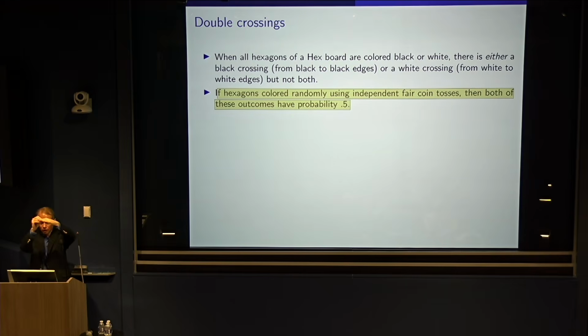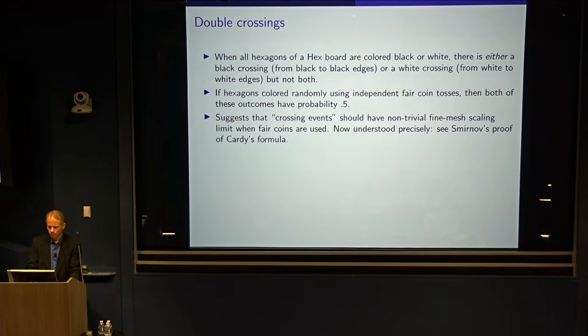So that kind of tells you something interesting. Either you cross from one side to the other in black, or this way in white. Both of those events are equally likely. So it suggests crossing events like this should have some non-trivial limit, maybe, as I take finer and finer grids and always use fair coins. And there is something called Cardy's formula, and Smirnov who proved this, that really gave us a very precise sense of what happens in the limit as you get finer and finer hexagons. What are the probabilities of crossings for different kinds of even non-symmetric regions?